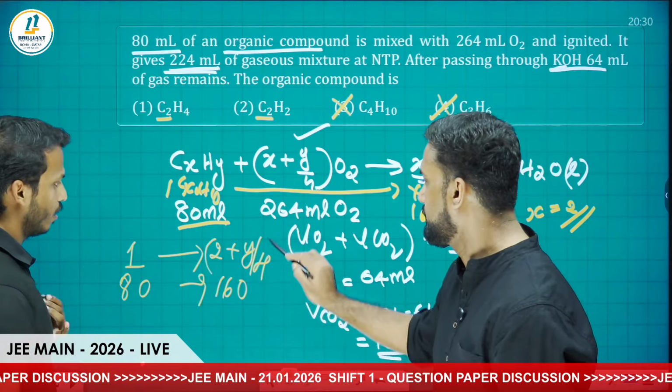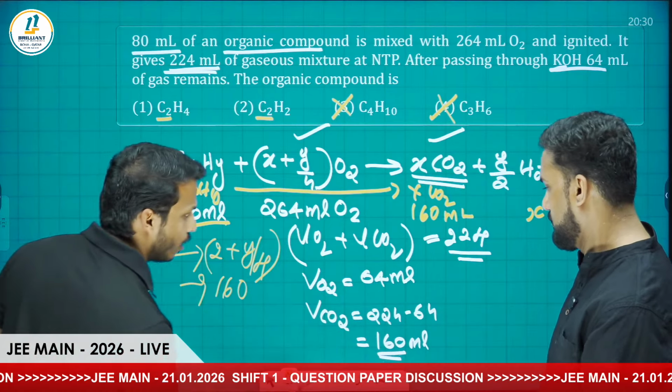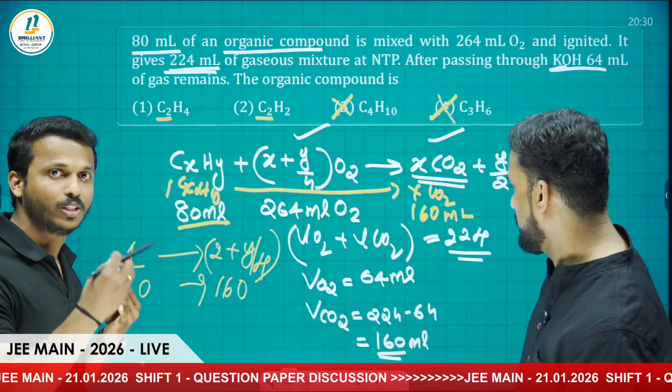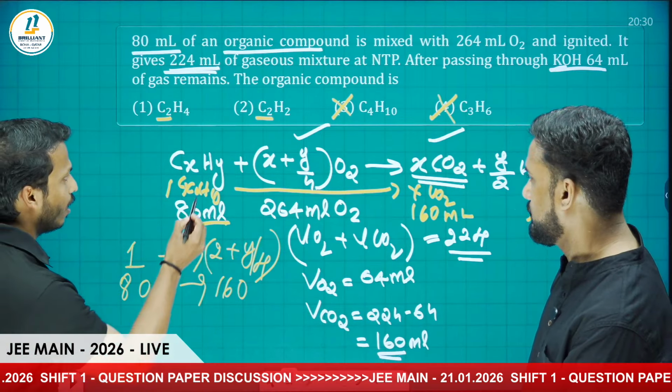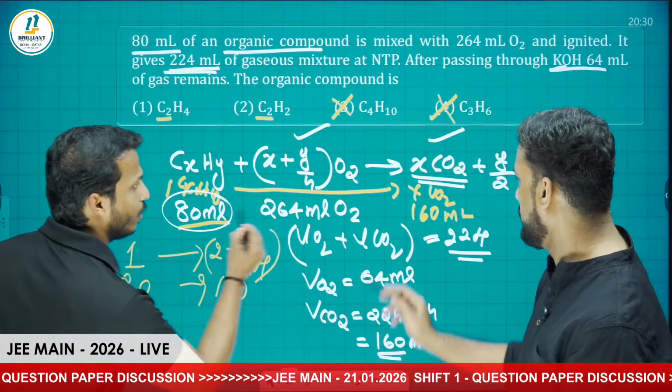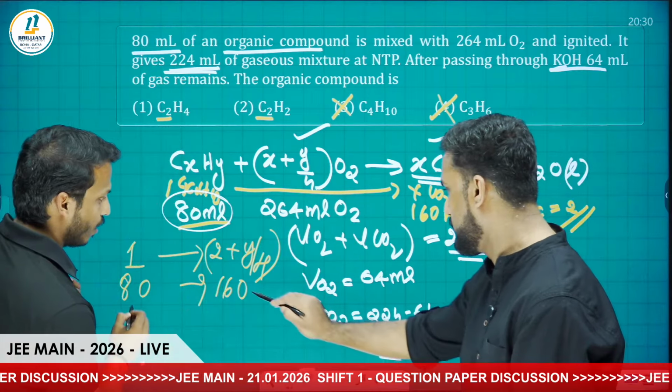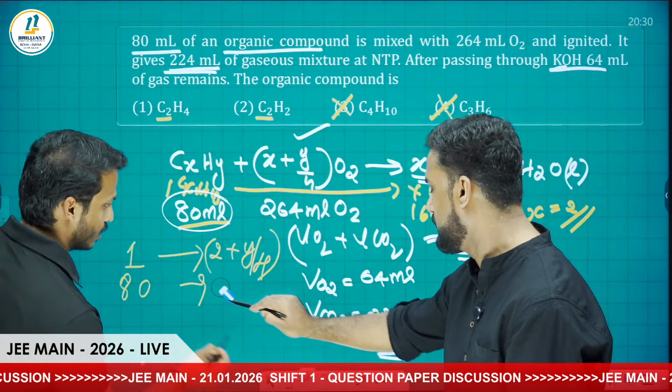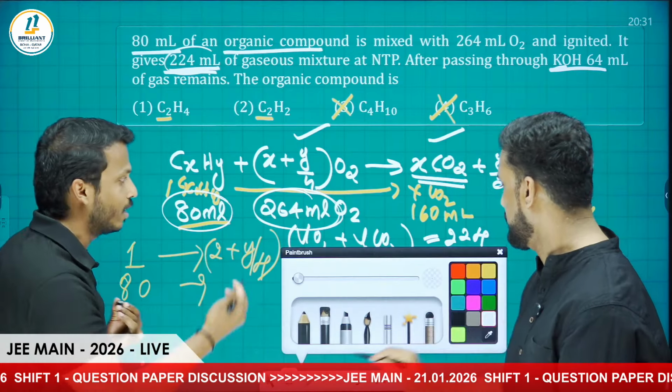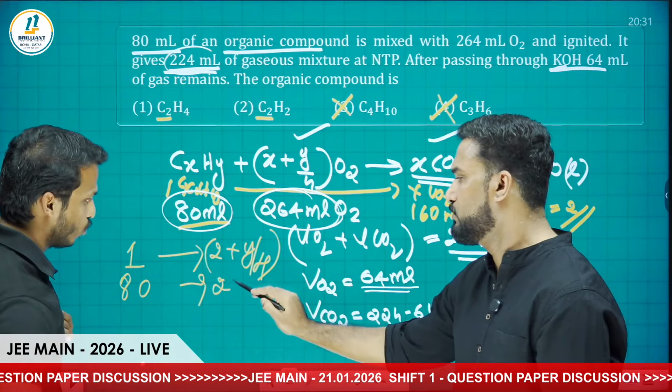The main thing we have to take is the volume of oxygen which is remaining also. What is the initial oxygen? We took 264 ml of oxygen, but from this only 64 remains. So how much oxygen is reacted? 200 ml.